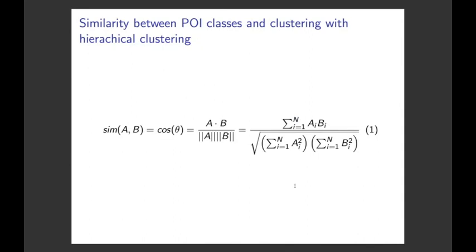So once we have these vectors for the POI classes, the interesting thing we can do is, once we vectorize the POIs, we can calculate them in the vector space. If we want to calculate the similarity between two vectors, we can just calculate the cosine distance between them, and then we get the similarity between the pairs in the POI classes.